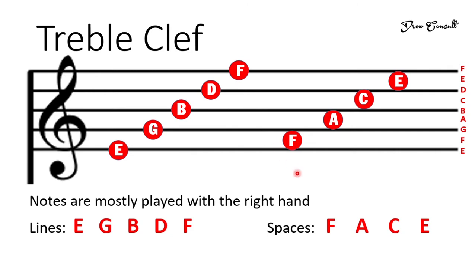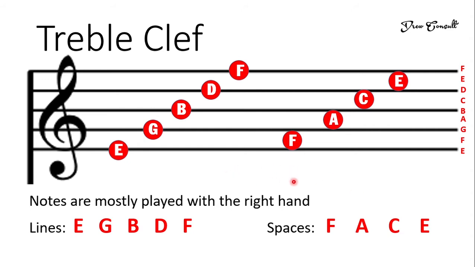Let's look at the spaces. We have F, that's for the first space. The second space, A, then C, and E. I tell my students to always look at their face in between the lines. This is supposed to help you remember what you are looking at and also read the treble clef better.